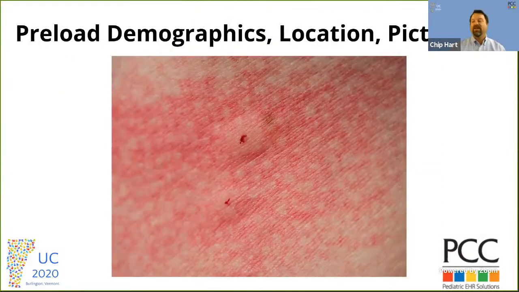Okay. So here's a big one. And I'm trying to figure out, is that like a snake bite? Who knows? It's not a snake, but I'm just kidding.